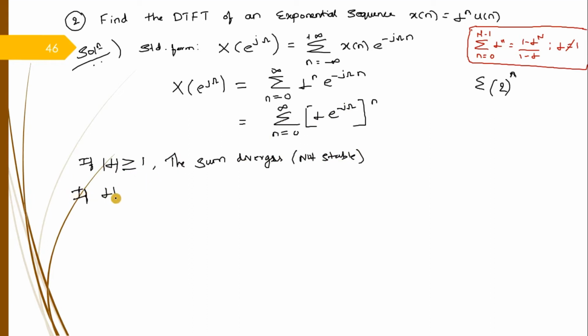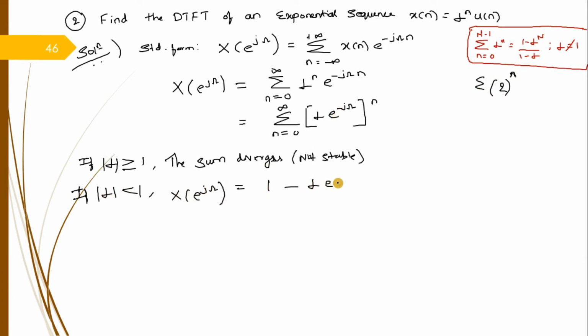So if the magnitude of alpha is less than 1, if it is in the range 0 to 1 or minus 1 to 0, then I can apply that standard form. This standard form I'll apply. So 1 minus, in place of alpha, what am I having?